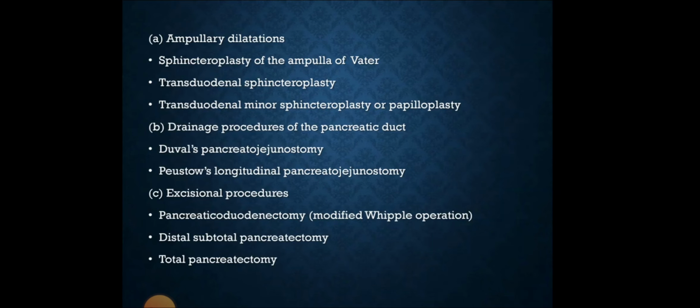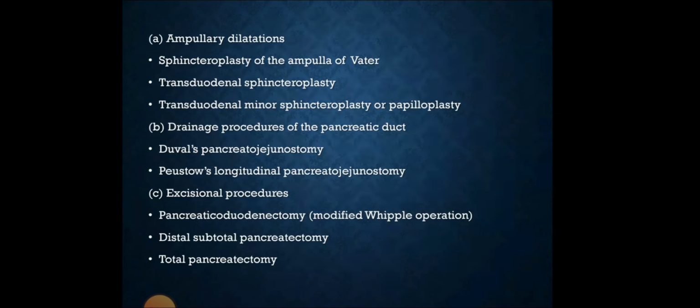That is one procedure. Then, to keep the ampulla wide open and thereby prevent recurrent obstruction, transduodenal sphincteroplasty can be performed. And if the condition is caused by stenosis of the minor pancreatic duct papillae, then transduodenal minor sphincteroplasty or papilloplasty is also performed. These are the main procedures under the heading of ampullary dilatations: sphincteroplasty of the ampulla of Vater, transduodenal sphincteroplasty, and transduodenal minor sphincteroplasty or papilloplasty.